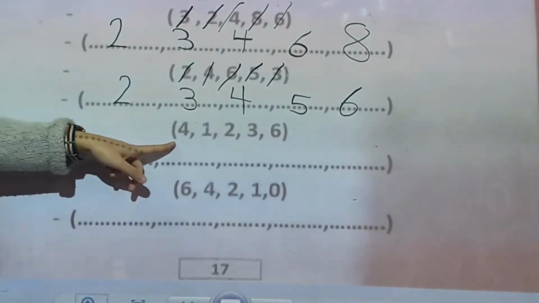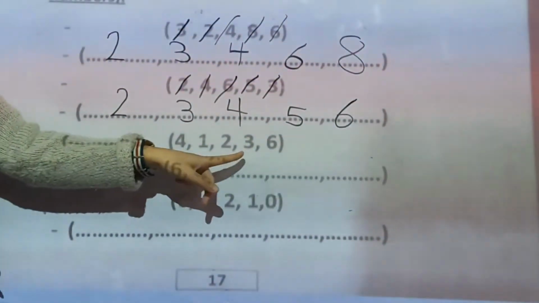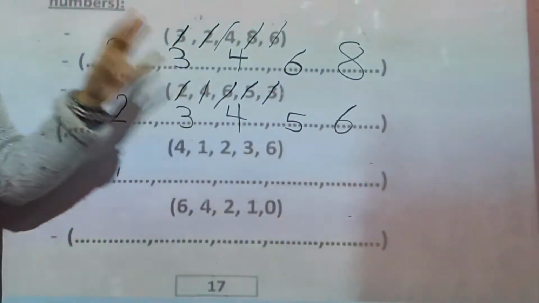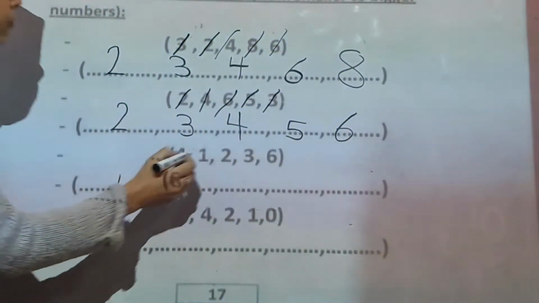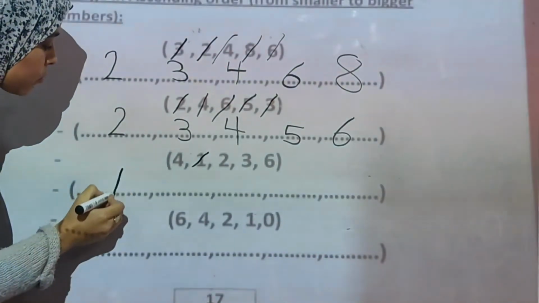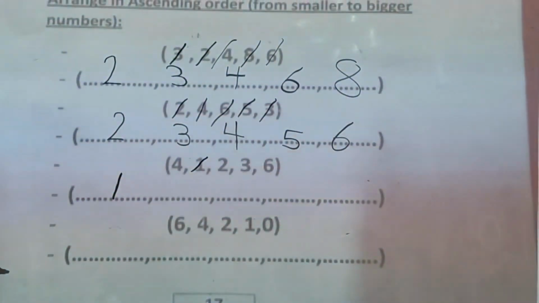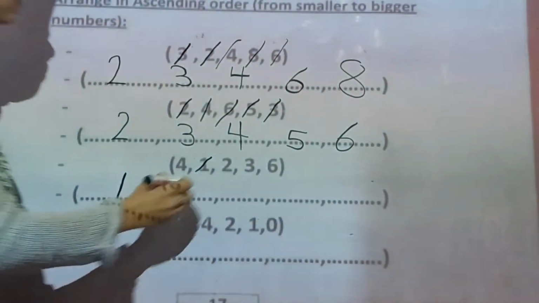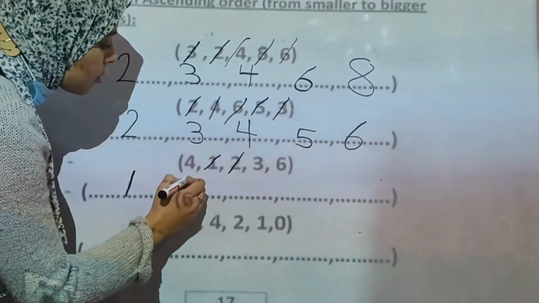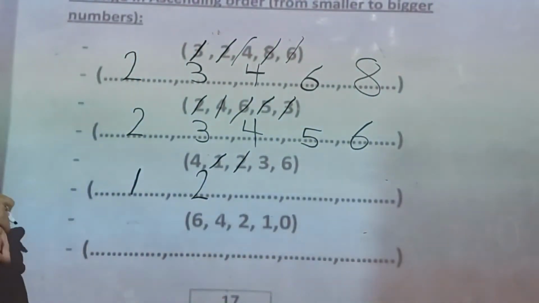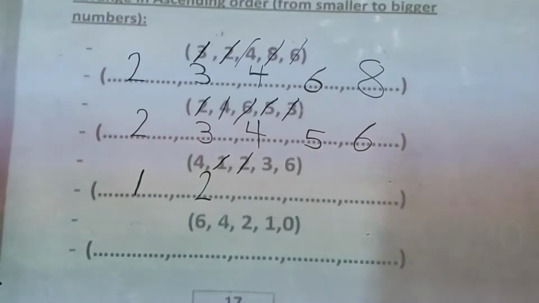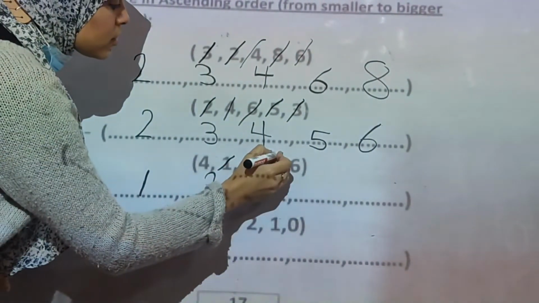Okay, here we have 4, 1, 2, 3, and 6. Which is the smallest number? Yes, I can hear you. It's number 1. Right here, number 1. After number 1, Katie, number 2. Cross number 2 and write it here. And after number 2, the smallest number, number 3.